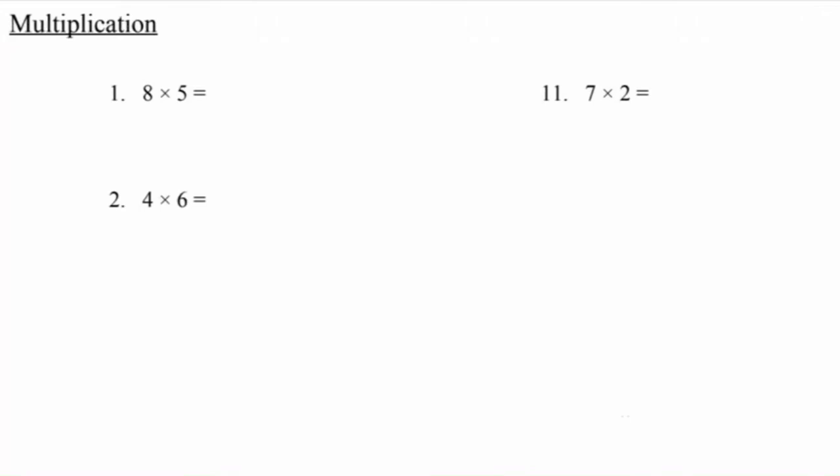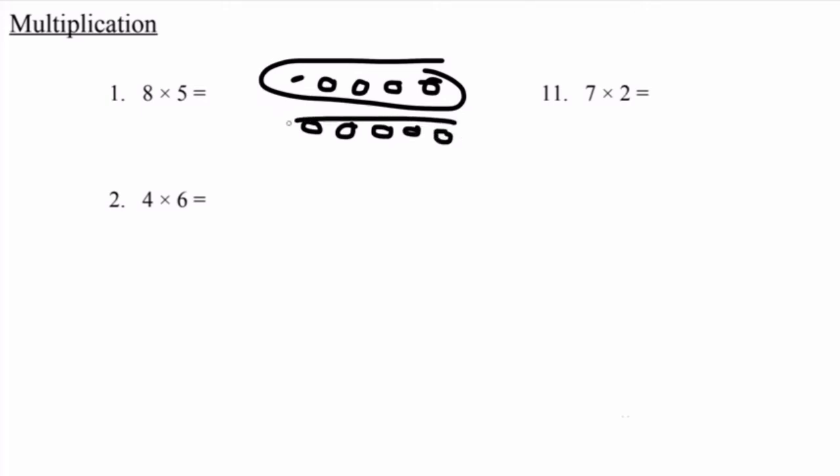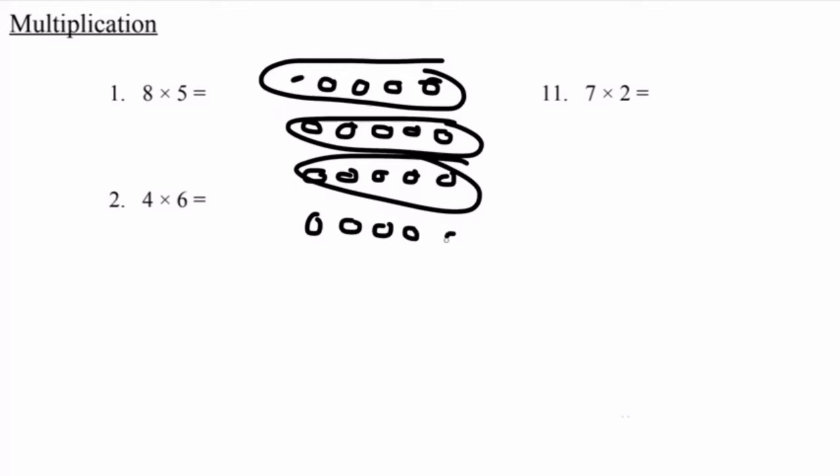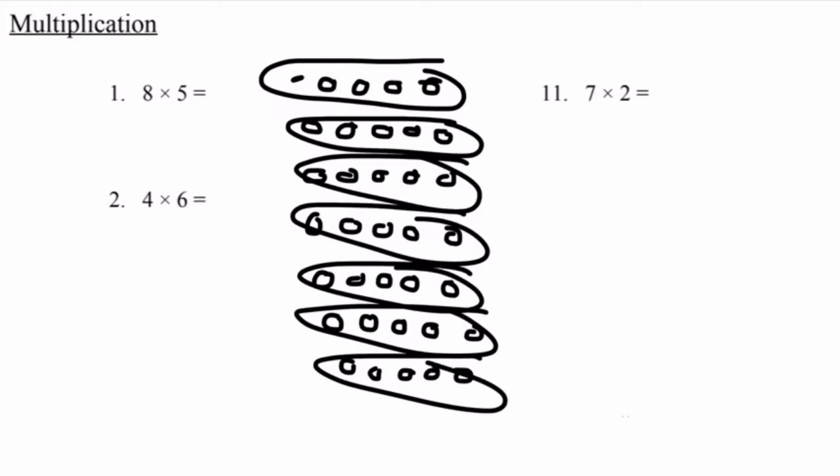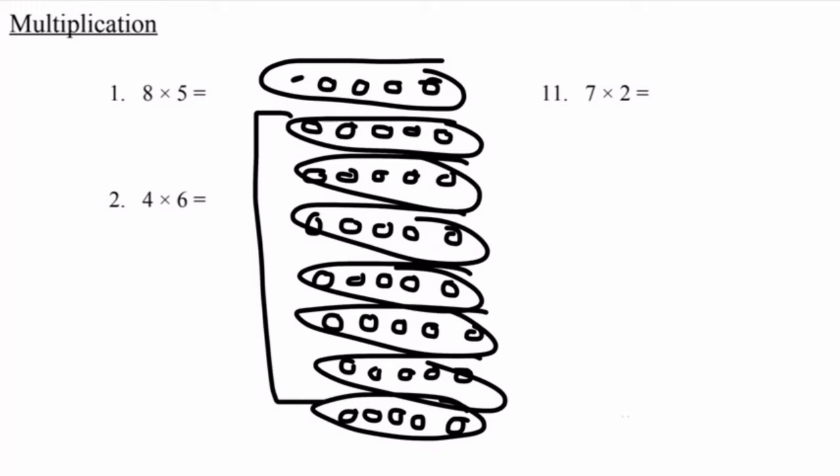They give us number 1, 8 times 5. 8 times 5 can also be referred to as 8 groups of 5. Let's draw it out to find our final answer. 1, 2, 3, 4, 5. First group, 1, 2, 3, 4, 5. Second group, third group, fourth group, fifth group, sixth group, seventh group, each with 5 circles. Eighth group. We now have a total of 8 groups of 5 circles.